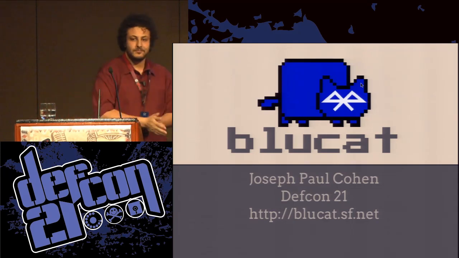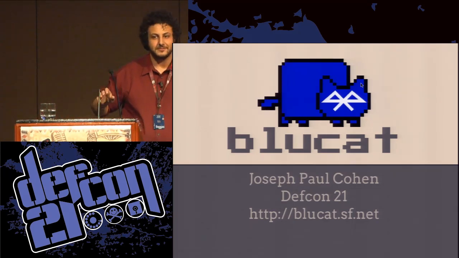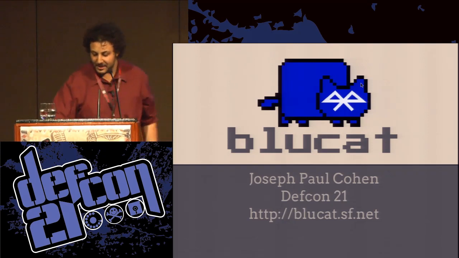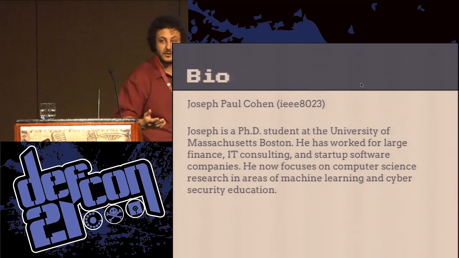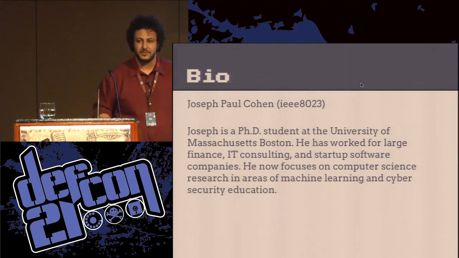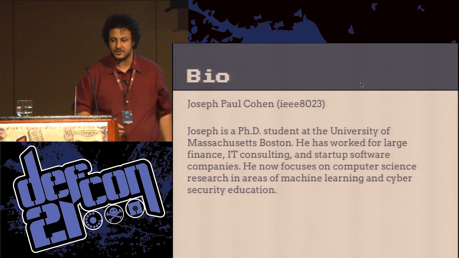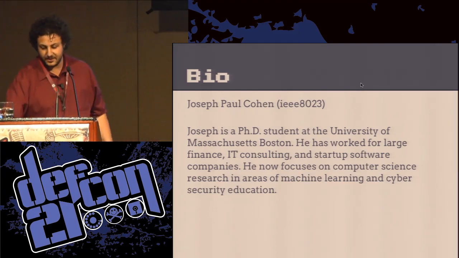All right, so I'm here to talk about Blucat. Who's heard of Blucat so far? Awesome. Okay. So my name is Joseph Paul Cohen. I'm a PhD student at UMass Boston. It's kind of a side thing, based on cybersecurity and computer science education. I do a lot of machine learning and computer vision stuff, so it's kind of dual tracks, right? So this is the fun stuff.